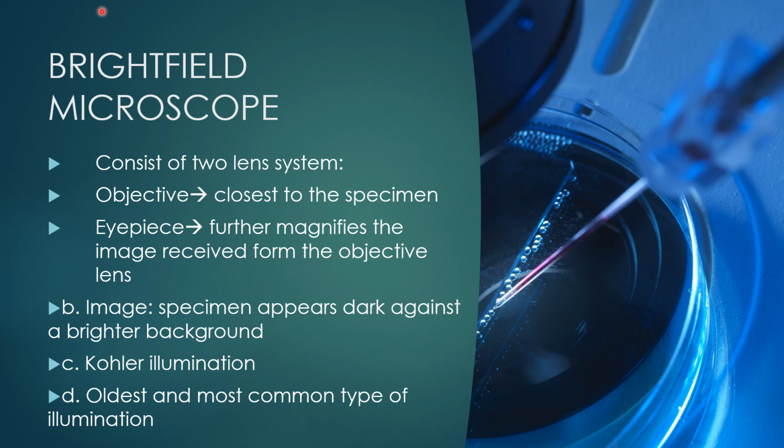With this one, your bright field microscope consists of two lens systems. You have your objective that is closest to the specimen, and then the eyepiece that will further magnify. As we said earlier, your objective lenses provide the primary magnification, and your eyepiece will give you the final magnification of your sample, the final image.